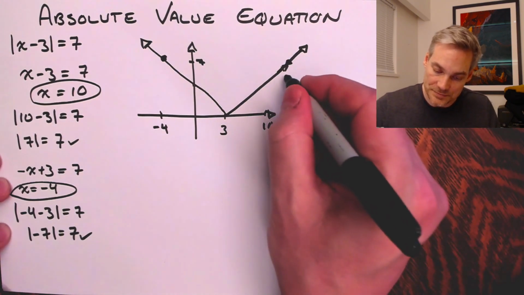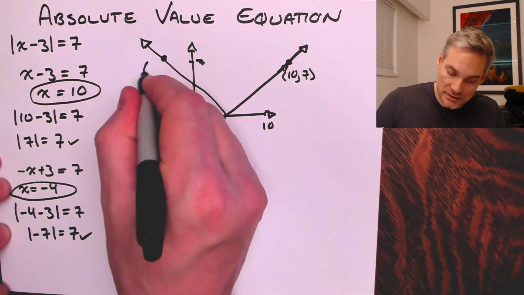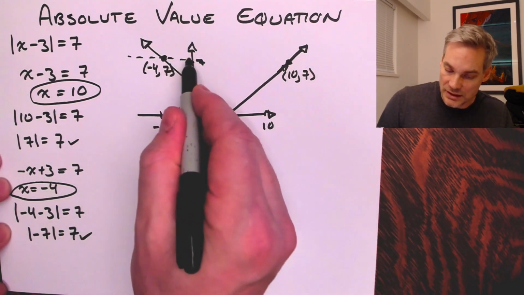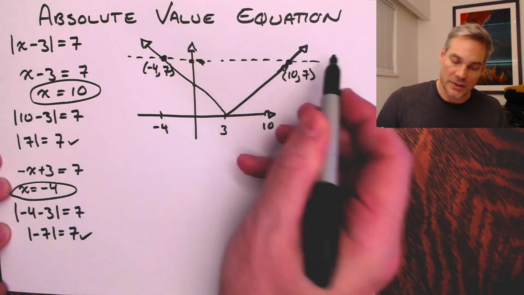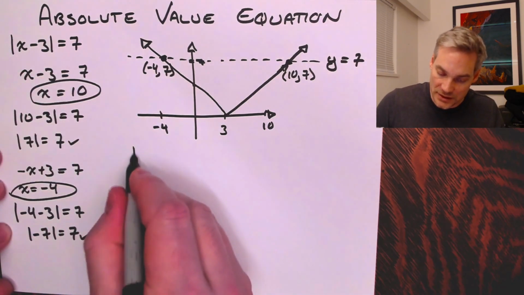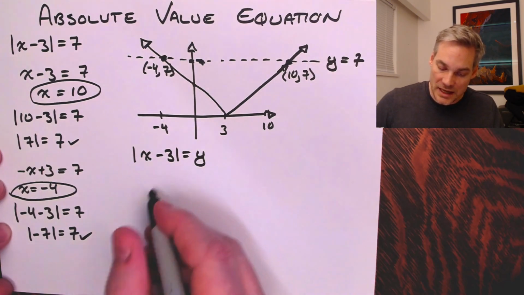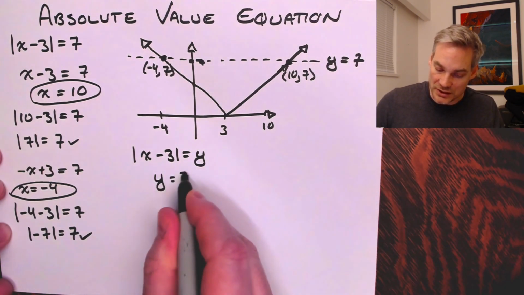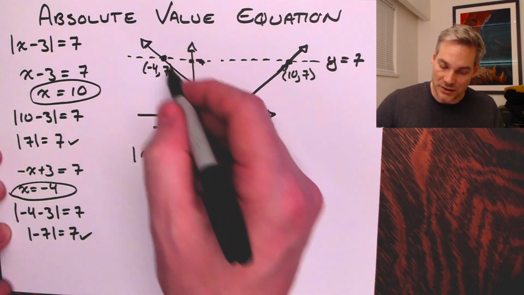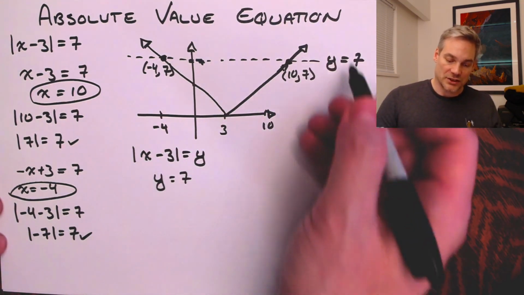So this point 10, 7, and this one negative 4, 7 correspond to this intersection line. And this line is y equals 7. So it's kind of like if we had this, we said the absolute value of x minus 3 equals y, and y also equaled 7. So I have this line, y equals 7, and then I also have this graph, which is the absolute value of x minus 3. So we've kind of just gone through and solved that.